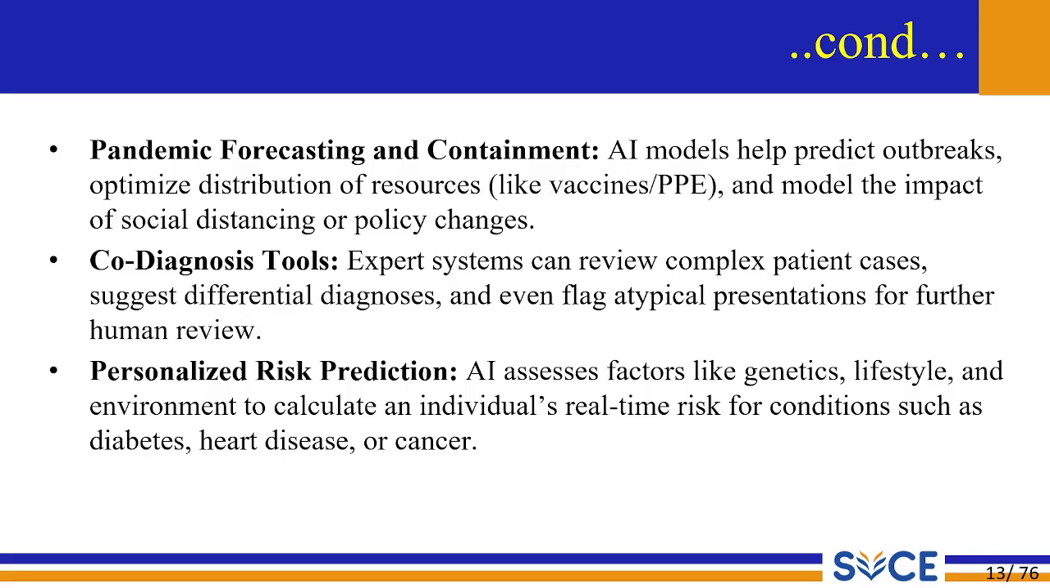Another role that became very clear during COVID-19 is pandemic forecasting and containment. AI models can predict how diseases spread, optimize distribution of vaccines or PPE, and even simulate the effect of lockdown policies. This helps governments and hospitals prepare better.